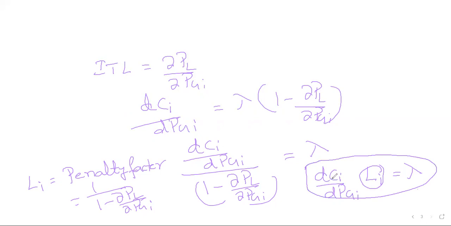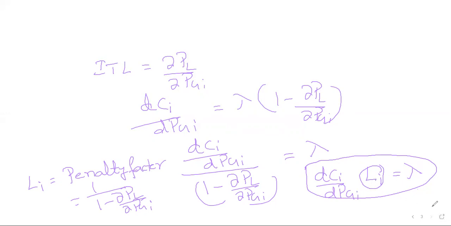That means when the product of the incremental cost of ith plant and penalty factor of ith plant equals lambda, or the product of incremental fuel cost and penalty factor is the same for all the plants, then the economic operating schedule can be achieved.